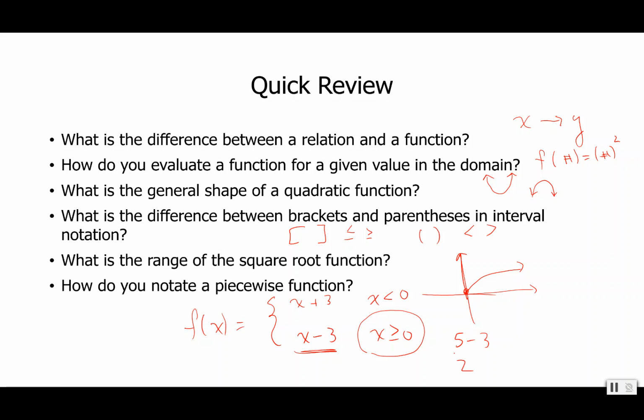Notice we could not substitute it into both pieces because for one input value, we should only get one output value. If we substitute it into the other one, we'd get an 8 instead of a 2, and we can only have one y value for each x value. That's the end.